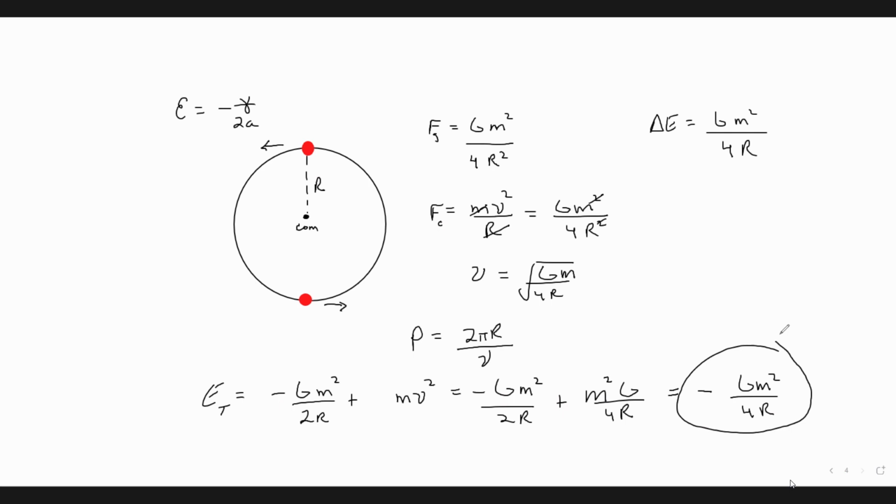When the total energy of the orbit is 0, that is the energy such that these particles are no longer bound. So I want the total energy to be 0.